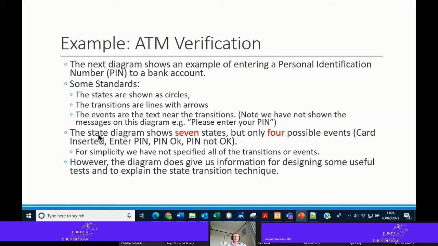The state diagram shows 7 states, but only 4 possible events. So you could have 7 states, but there's only 4 possible events: card inserted, enter PIN, PIN OK, PIN not OK. For simplicity, we've not specified all the transitions or events. However, the diagram does give us information for techniques, some useful tests, and to explain the state transition technique.